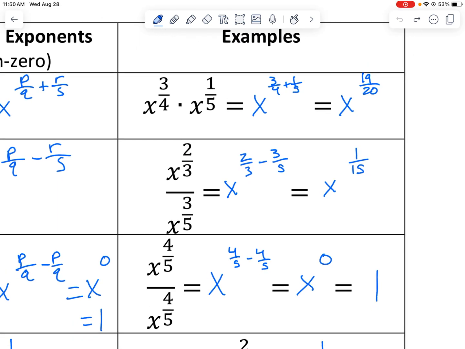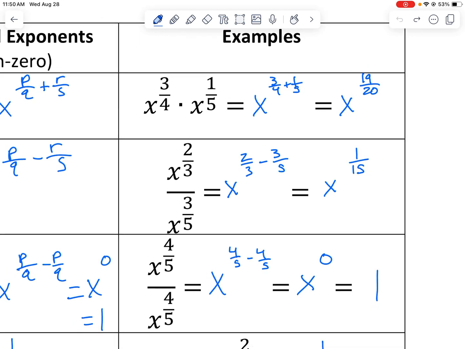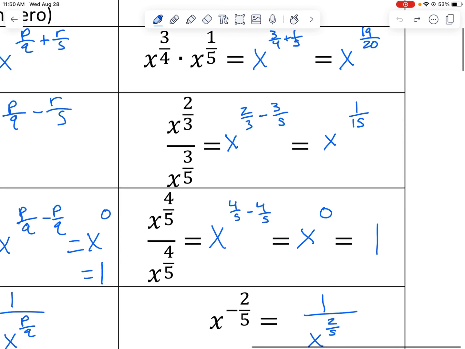I'm going to look at this right column here. If you have x to the 3/4 and x to the 1/5, and they have the same base of x, you're going to add those exponents. So 3/4 plus 1/5, you've got to get the same denominator, which is 20. And so it becomes 15/20 plus 4/20, and you get 19/20. You can use a calculator to help you out with the fraction adding, subtracting, multiplying, dividing stuff. Just be aware of that.